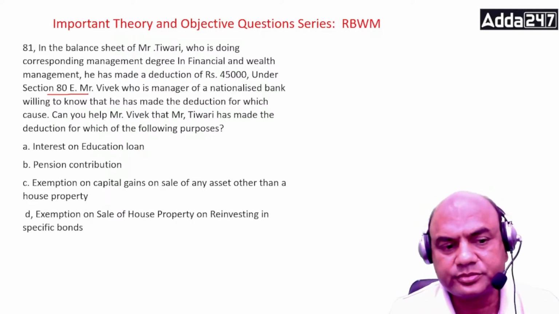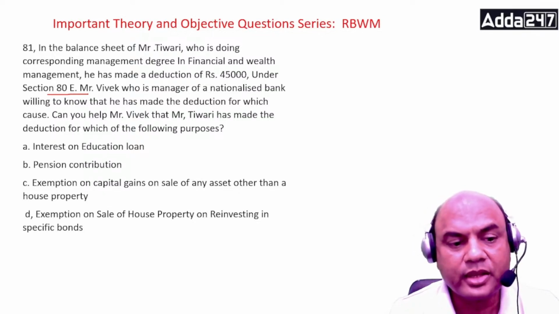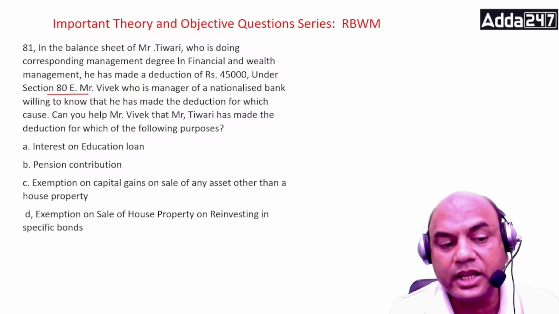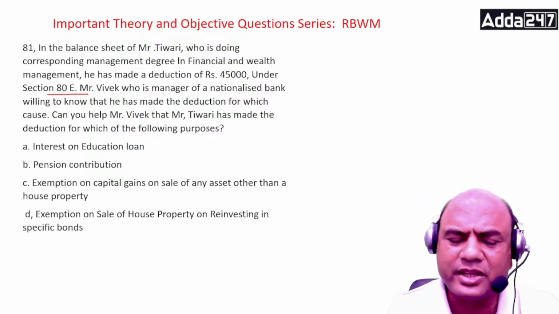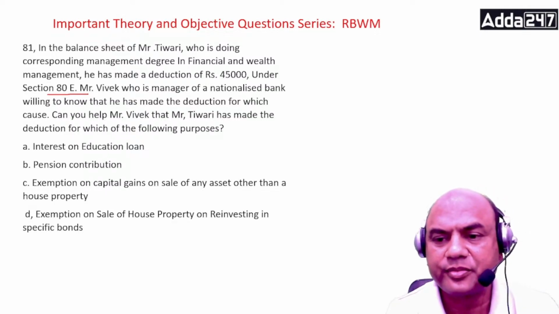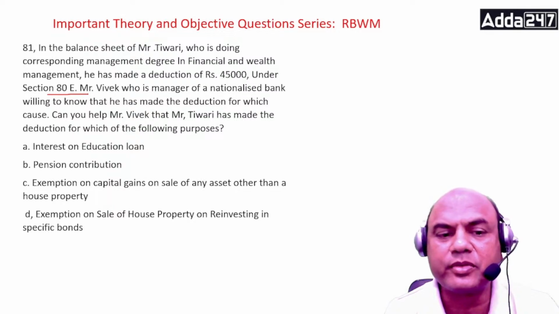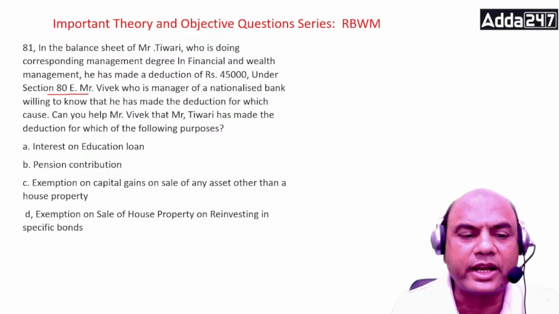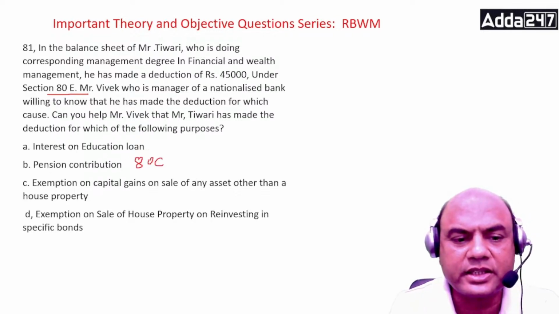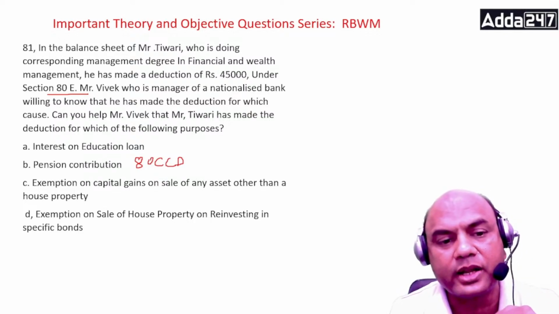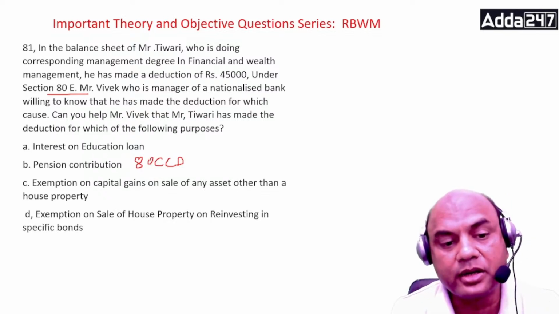Interest on education loan, pension contribution, exemption on capital gains on sale of any asset other than the housing property, exemption on sale of housing property on reinvesting in specific bonds. Now we have already seen many of these, so it's very easy for you to judge now. So 80E will be for what? Pension contribution is 80CCD. Why am I repeating this always? Because if by repeating it 3, 4, 5 times, it will get into your head permanently.